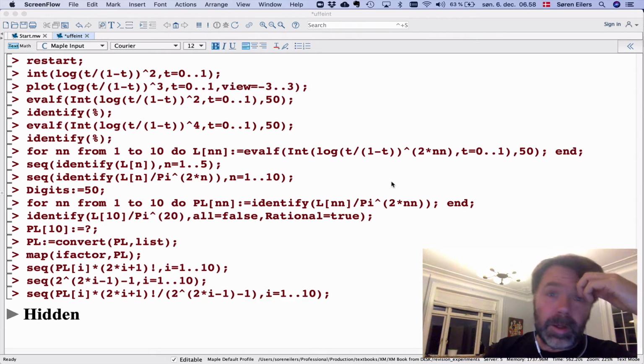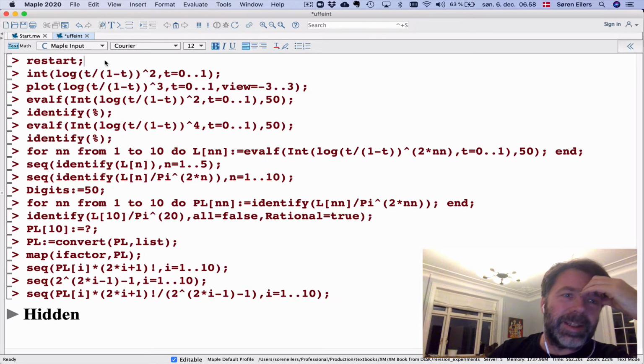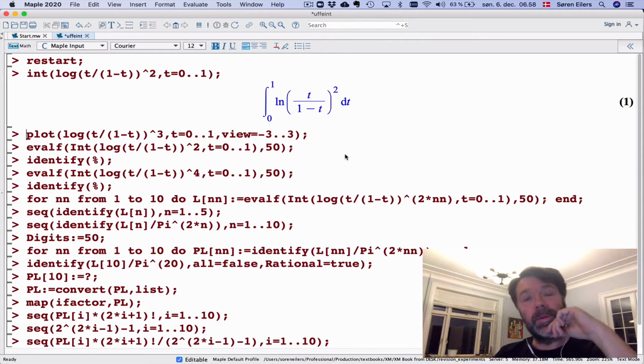So as a new example, let's try to evaluate a hard integral. And the integral I have in mind is this one here. So what I'm doing is I'm asking Mabel to compute the integral from 0 to 1 of the logarithm of t over t minus 1 minus t squared. And what you can see is that Mabel doesn't know how to do it, and the way that this is revealed is that Mabel will just reply with the answer. This is what Mabel does.